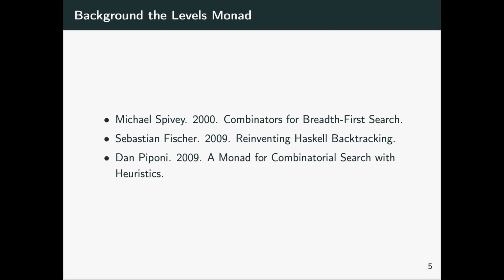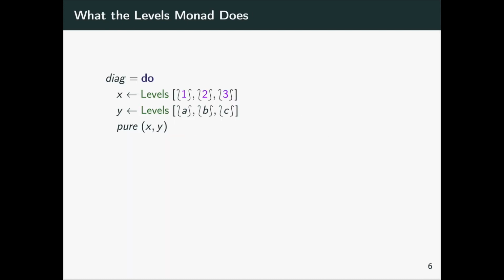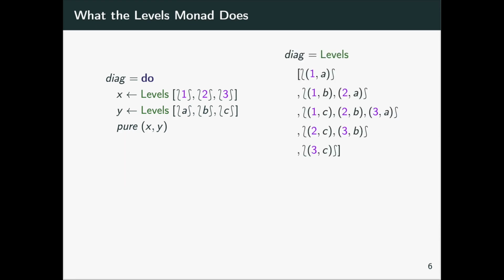This is only a small selection of the background. As I say, it's been studied numerous times. But let's talk about what it does mechanically. Fundamentally, the levels monad does diagonalization of its input, which means that from these two inputs, this is the pattern of pairing that it produces.